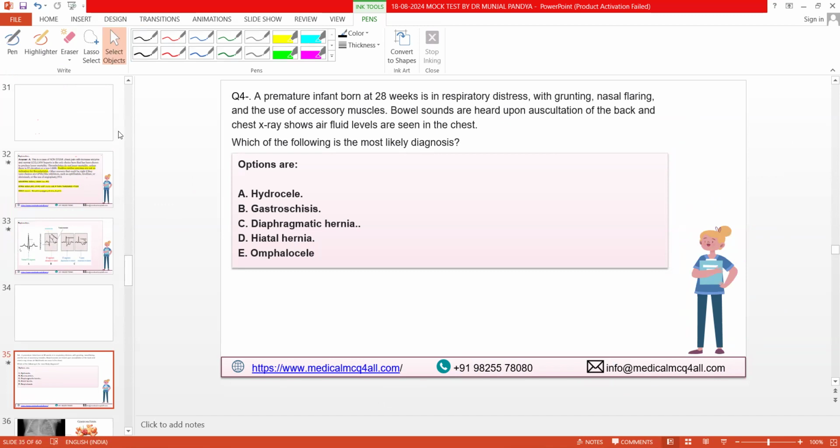I compiled all different ones. A premature infant born at 28 weeks in respiratory distress with grunting, nasal flaring, and the use of accessory muscles. Bowel sounds are heard upon auscultation of the back and the chest, and the chest X-ray shows an air fluid level seen in the chest. Which of the following is the most likely diagnosis? Diaphragmatic hernia.